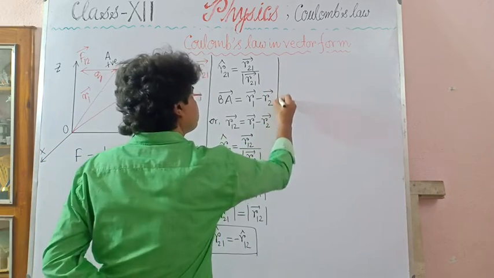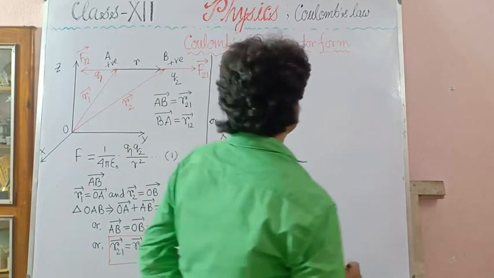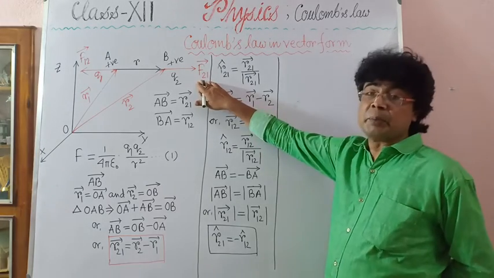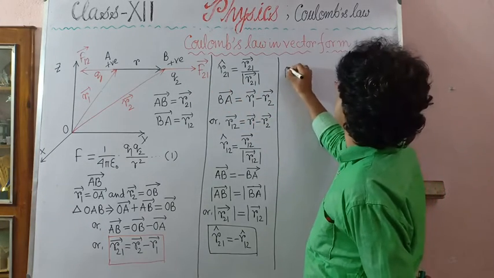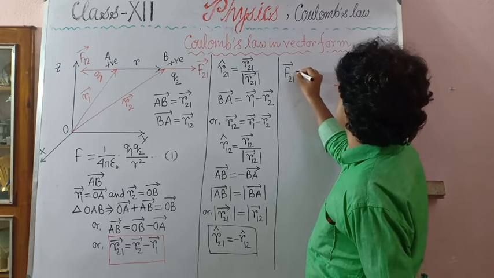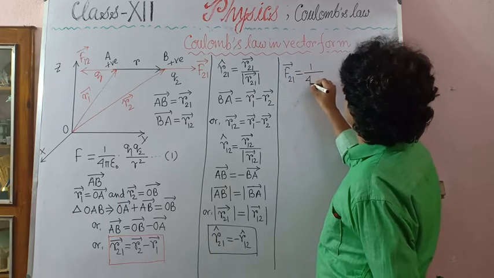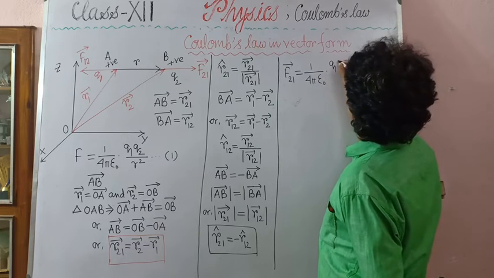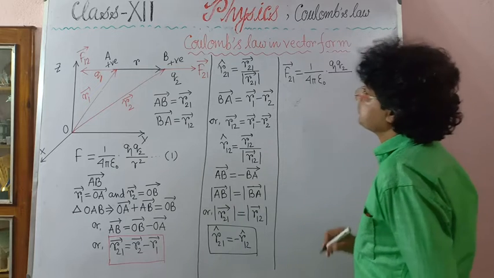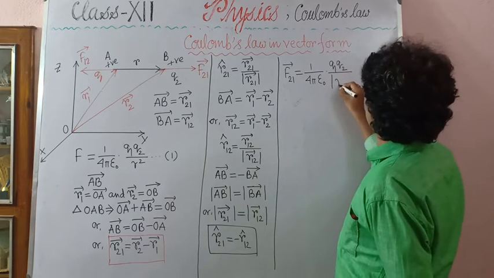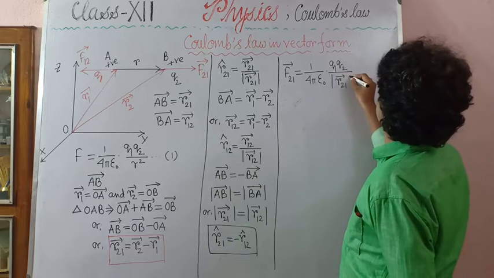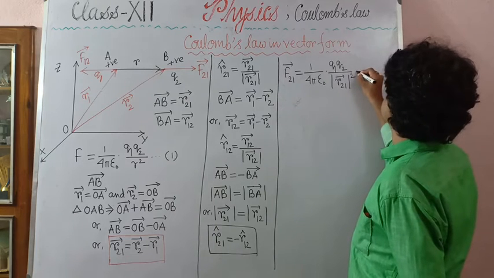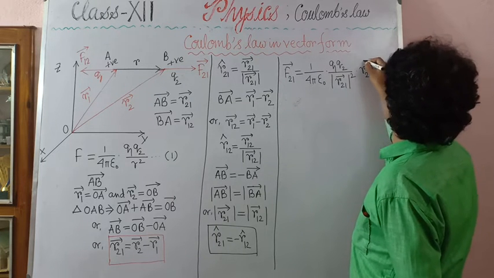Now, we can write F21 vector as F21 vector equals 1 by 4 pi epsilon 0, Q1 Q2 by square of R21 vector mod, into R21 cap.